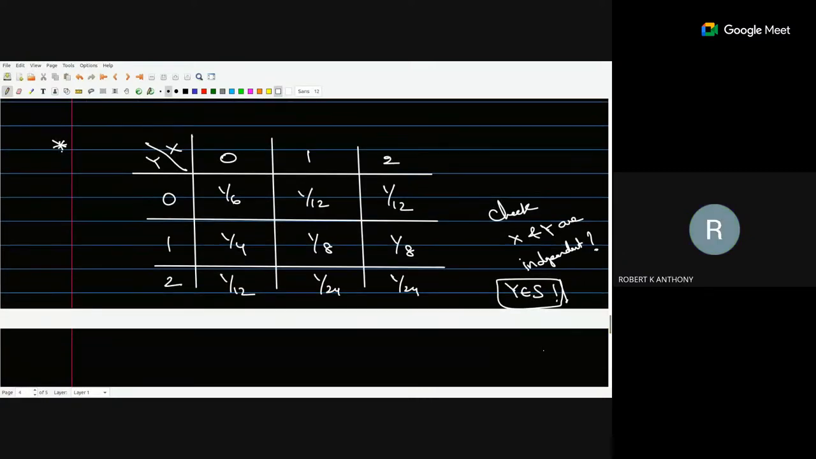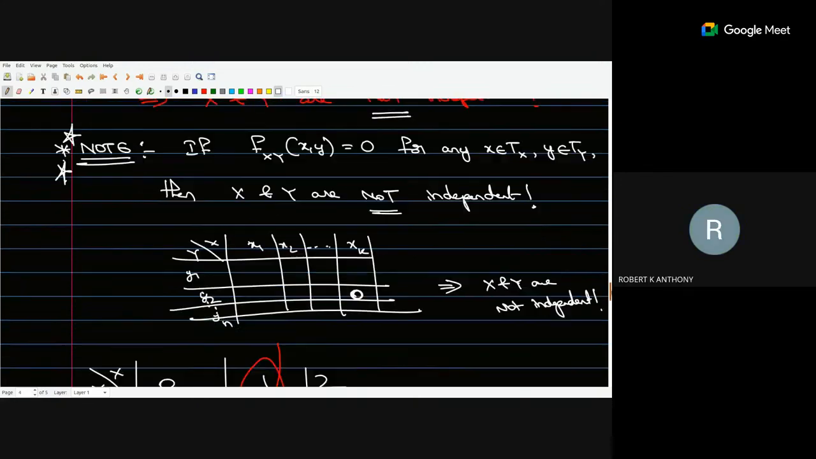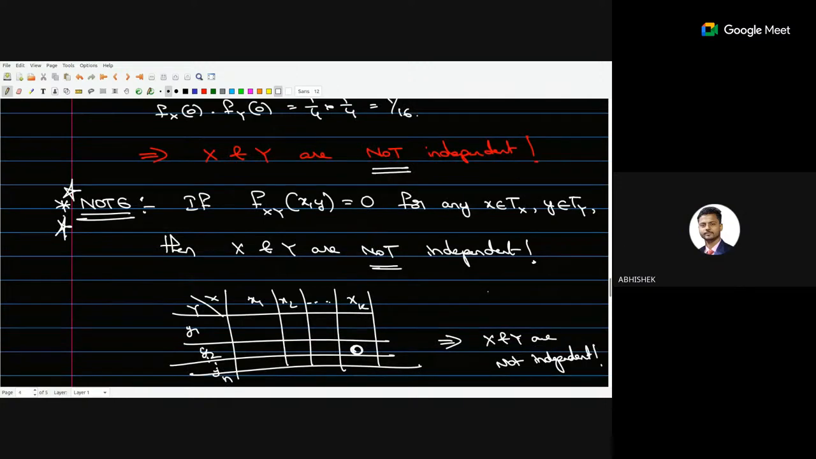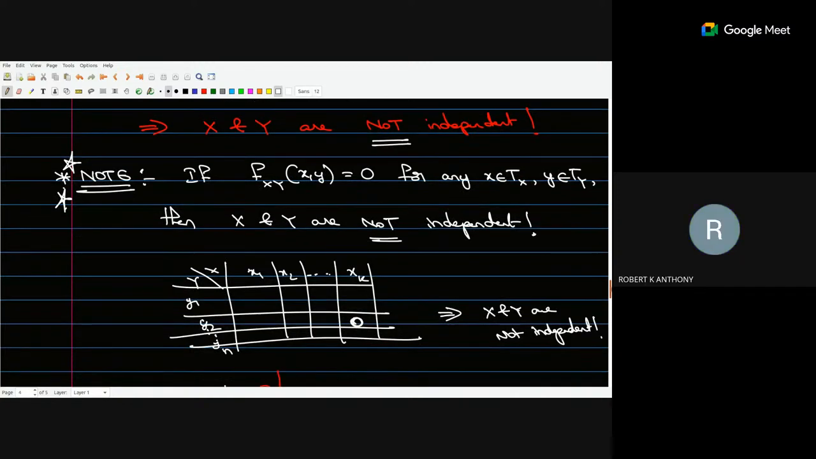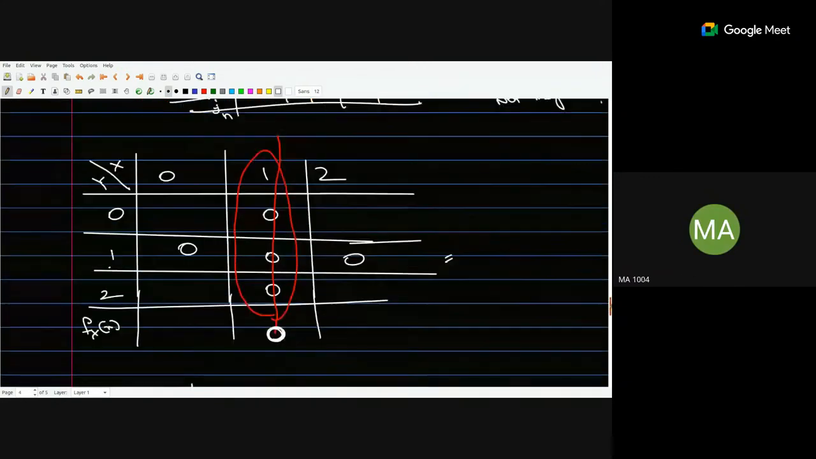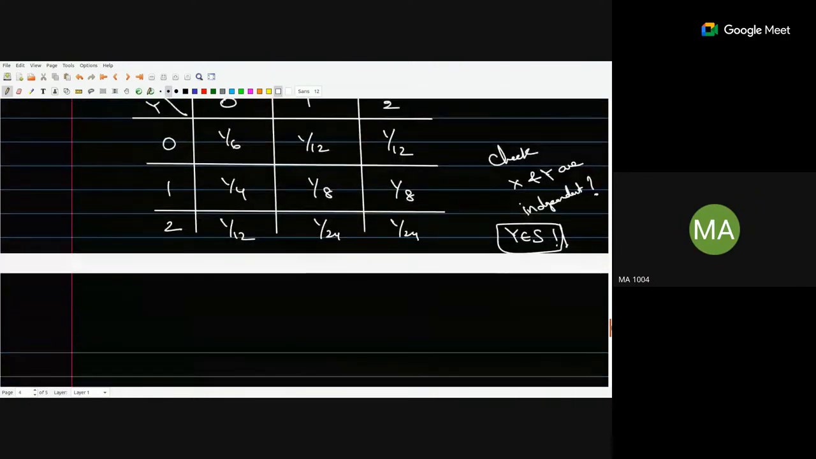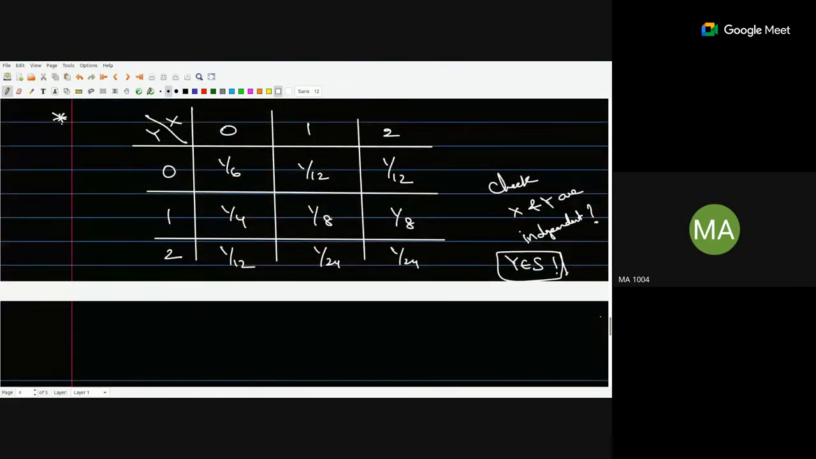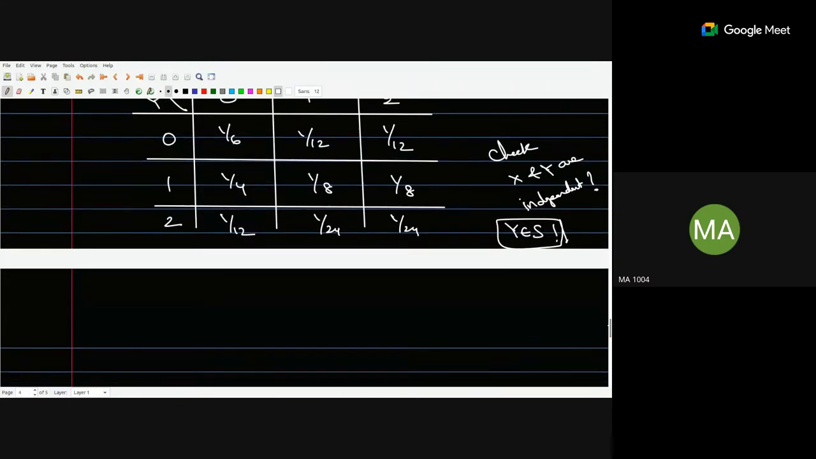Can we say that because it does not have a zero entry? No, that's not what I meant here. We have to check every entry against the product of marginals. See, this is only one-way implication. If there is a zero, it is for sure not independent. If there is no zero, it does not imply that they are independent. Okay. So that's about independence.